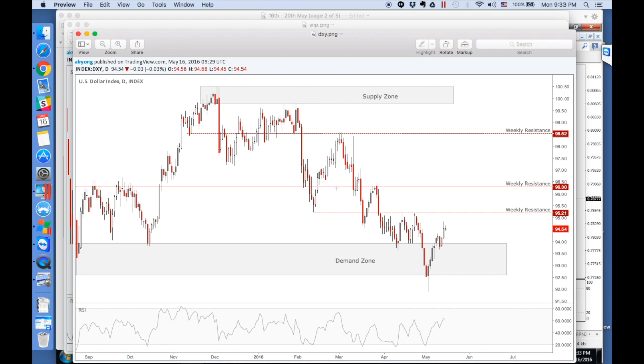TradingView is a web browser charting software, so they don't have... It's not an MT4 chart. Oh, it's not MT4. Okay. So this one is dollar index.